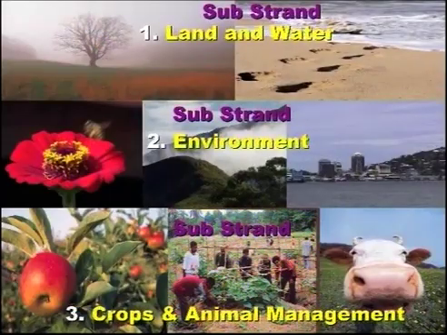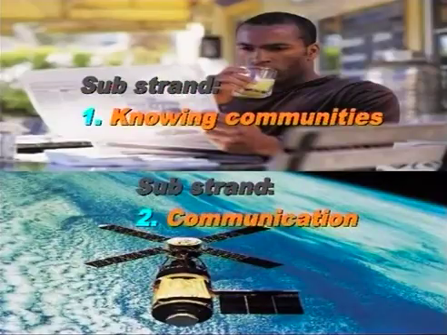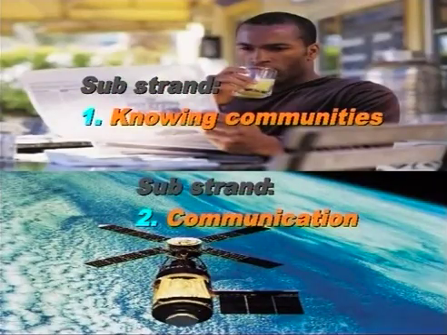Violet, please quickly the first three substrands of the strand managing resources. Land and water, environment, and crops and animal management. Very good. Thank you. Tanabi, the two substrands for the strand community development. Knowing community and communication. Very good. Thank you. Okay, so those are our substrands. We had two of our friends give us the substrands for those two strands.